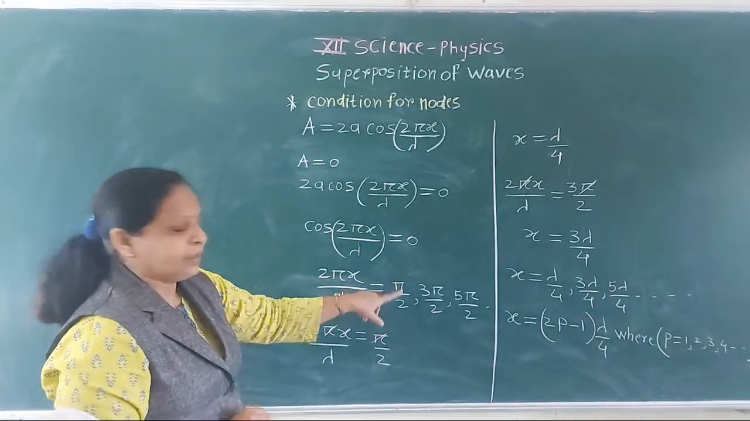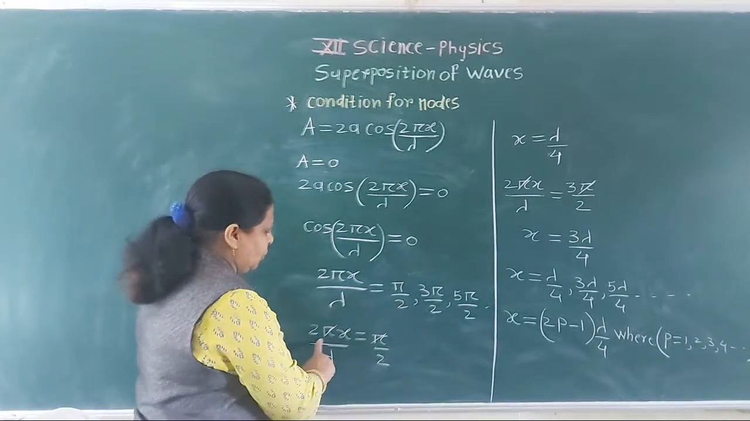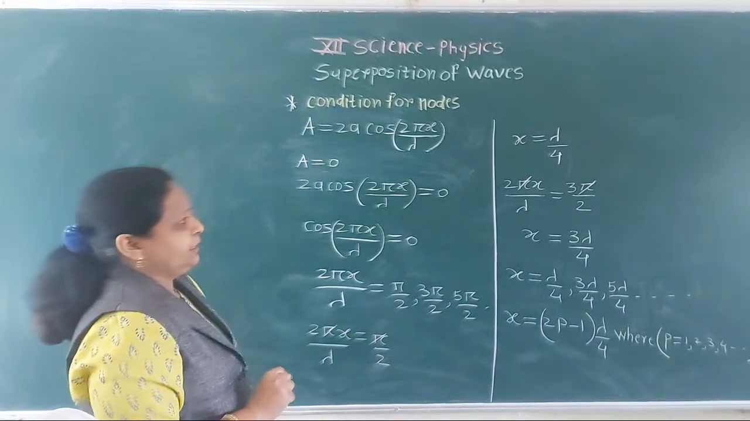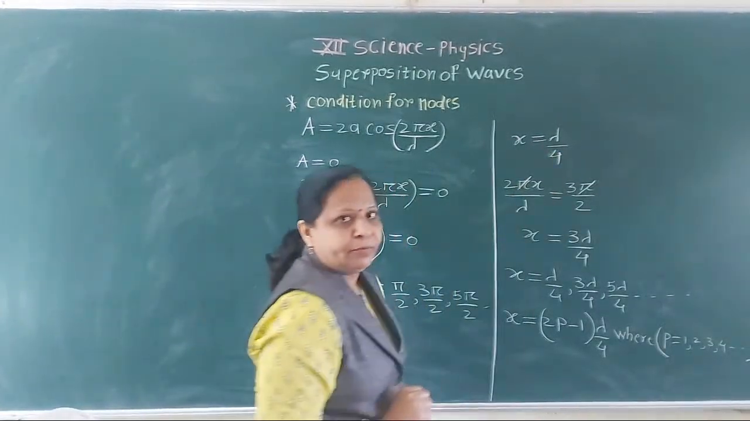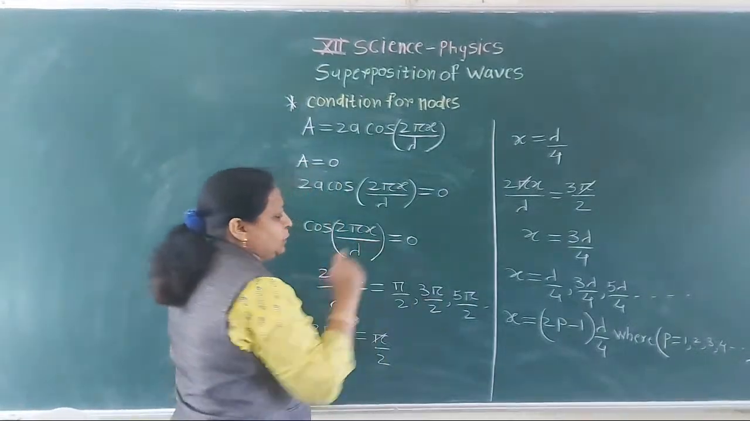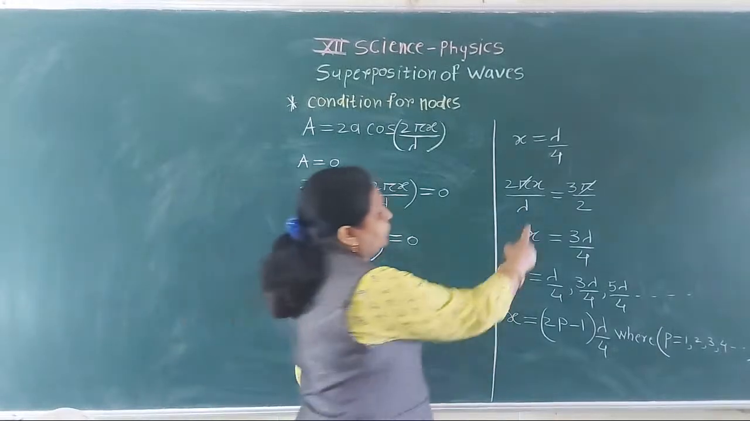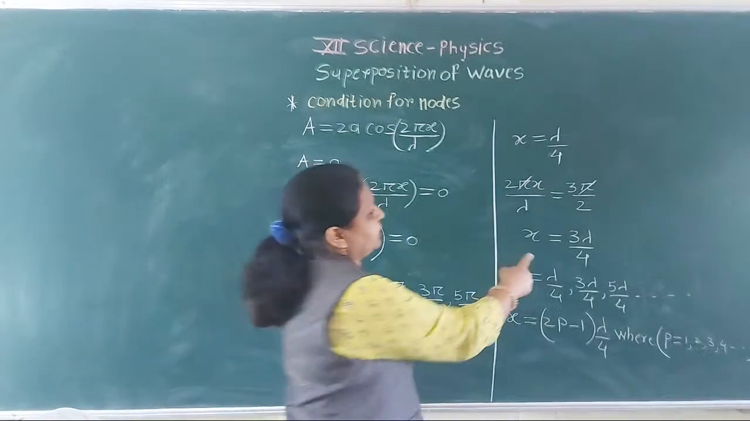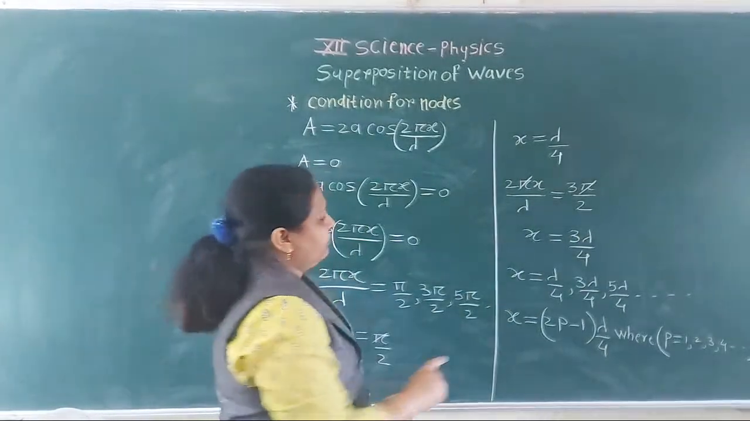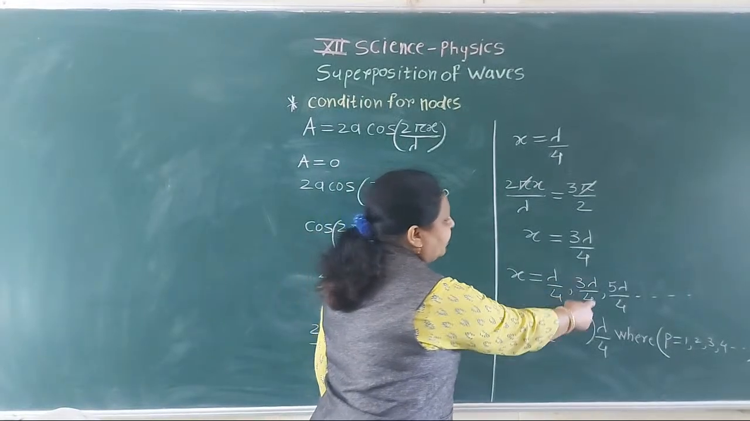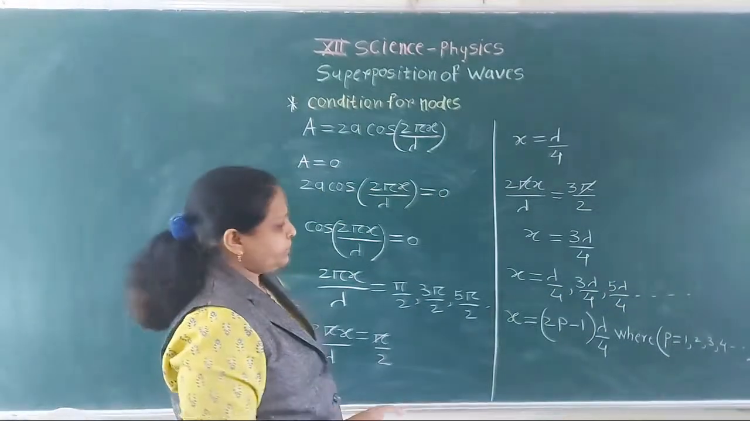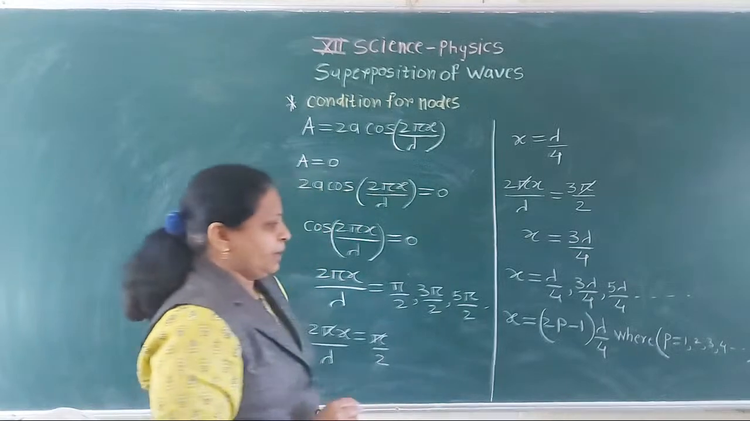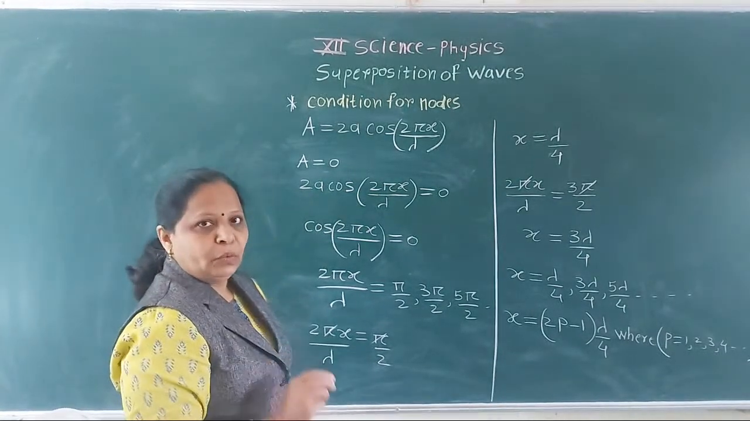Therefore here we consider the first value, pi by 2. So 2 pi x upon lambda is equal to pi by 2. Pi gets cancelled. We get the value of x is equal to lambda by 4. Again we consider the second value, 3 pi by 2. We get 2 pi x upon lambda is equal to 3 pi by 2. Here pi gets cancelled again. x is equal to 3 lambda by 4. Therefore x is equal to lambda by 4, 3 lambda by 4, 5 lambda by 4, etc. So the general formula for x is equal to (2p minus 1) into lambda by 4, where p is equal to 1, 2, 3, 4.